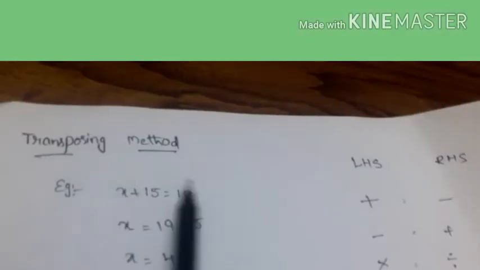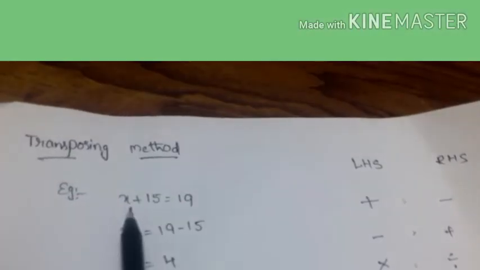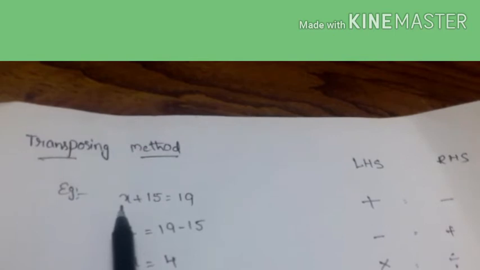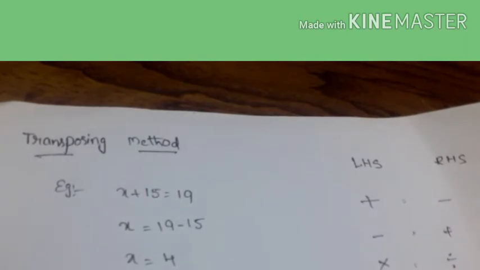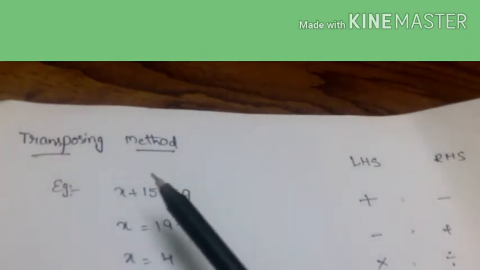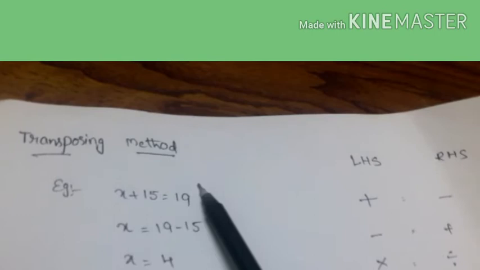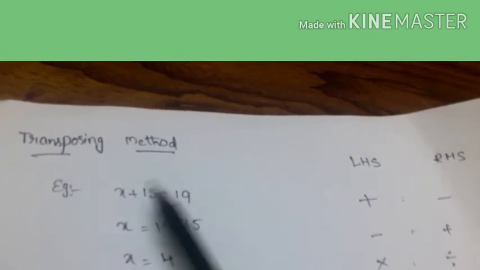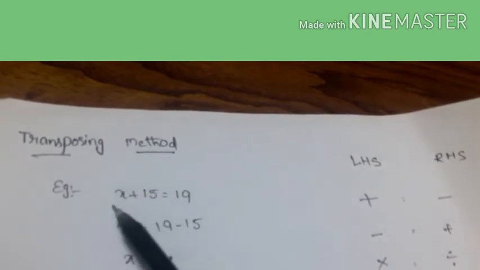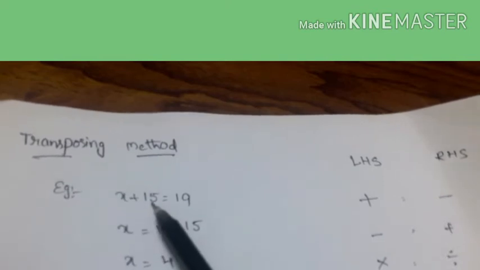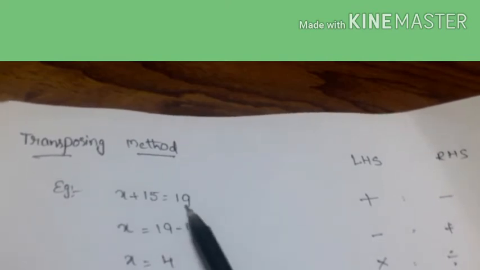This equation has the variable on only one side. Now let's see if it is on both sides. That means here, how many expressions? X plus 15 is one expression, 19 is also one expression.